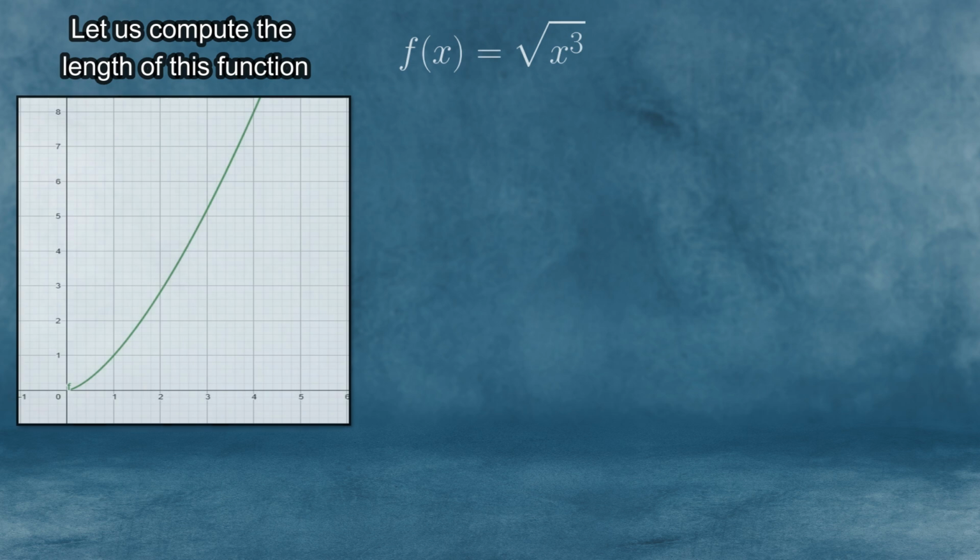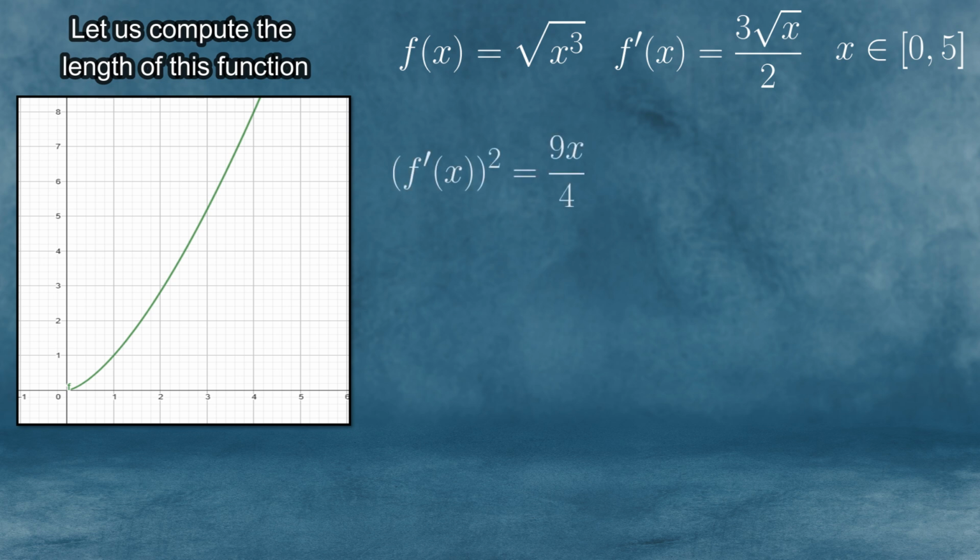Let us consider the function y equals x to the 3/2, where x is in the interval from 0 to 5. Now, we want to compute the length of the curve described by this function in the interval from 0 to 5. First of all, we need to compute the derivative of this function, which is 3/2 times x to the 1/2. And y prime squared is equal to 9/4 times x.